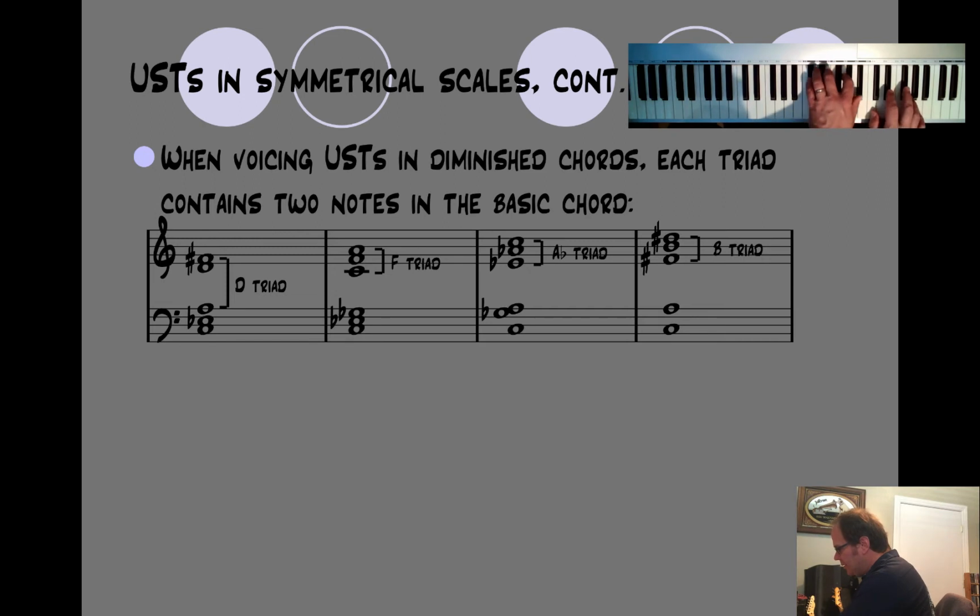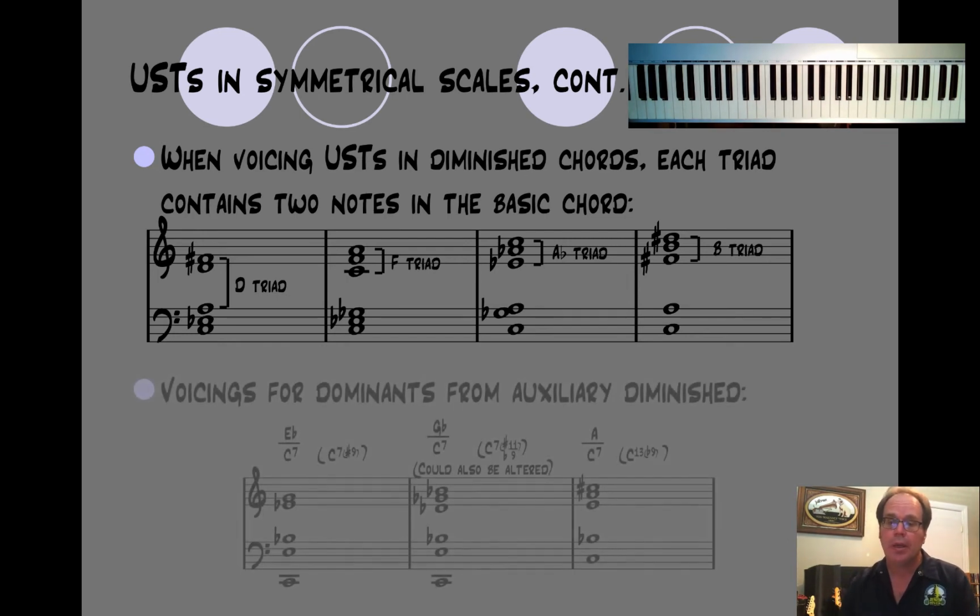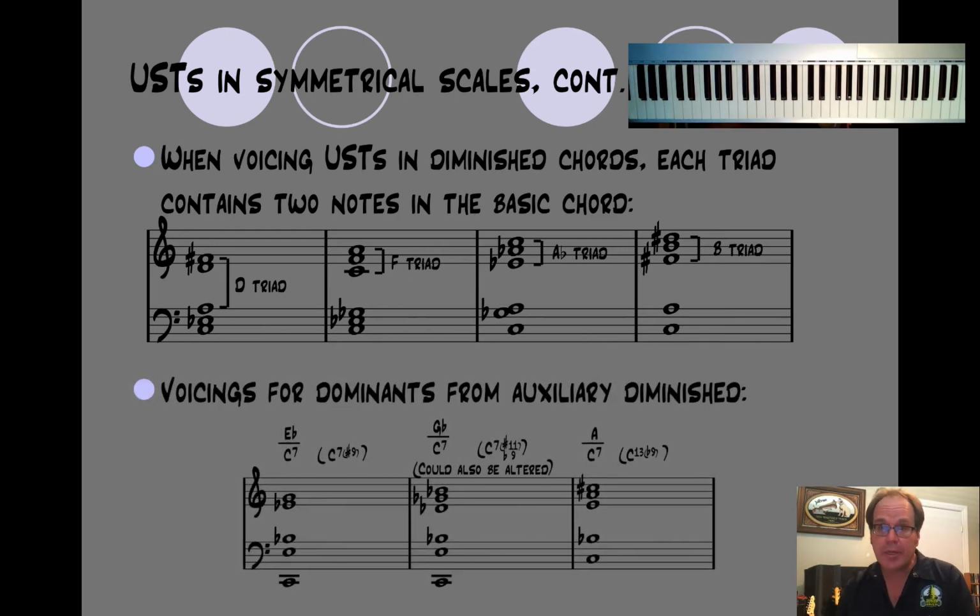Remember, I had this thing, right? 2 diminished, fully diminished chords on top of each other. In that arrangement of Someday My Prince Will Come. Then the dominants, right, from auxiliary diminished, could be notated like that. And by the way, you can actually use a polychordal notation when you're working on an upper structure triad. Like for instance, right there, that E flat over C7.